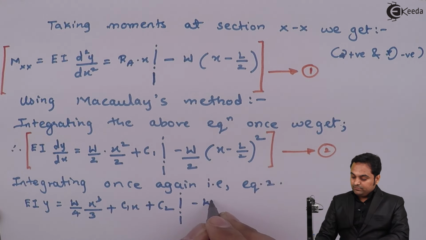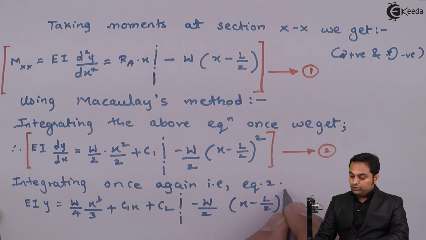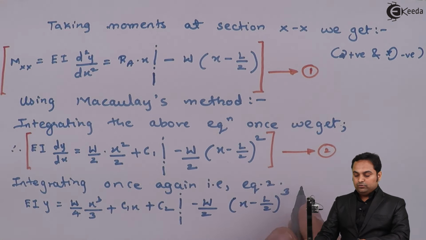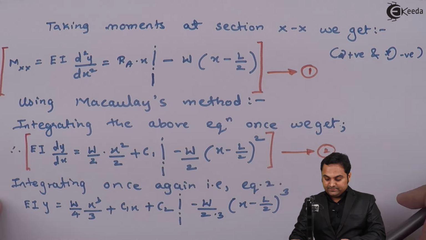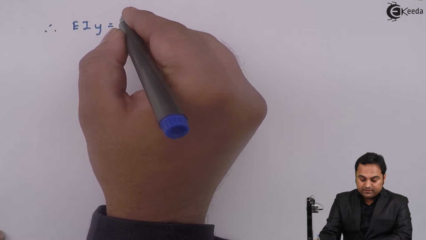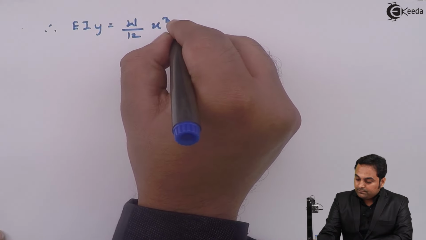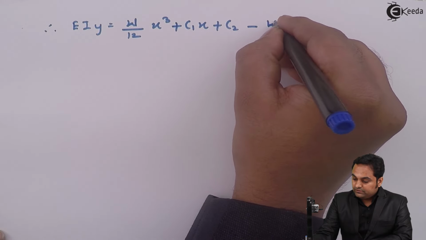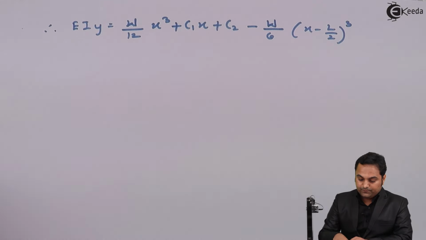Next, minus W by 2 will remain as it is, here we have x minus L by 2 whole cube, because the integration of x minus L by 2 whole square is x minus L by 2 whole cube, into 3 because it is divided by 3. Next, I'll simplify this, so therefore EI into y will become W by 12 x cube plus C1x plus C2 minus W by 6 x minus L by 2 whole cube.